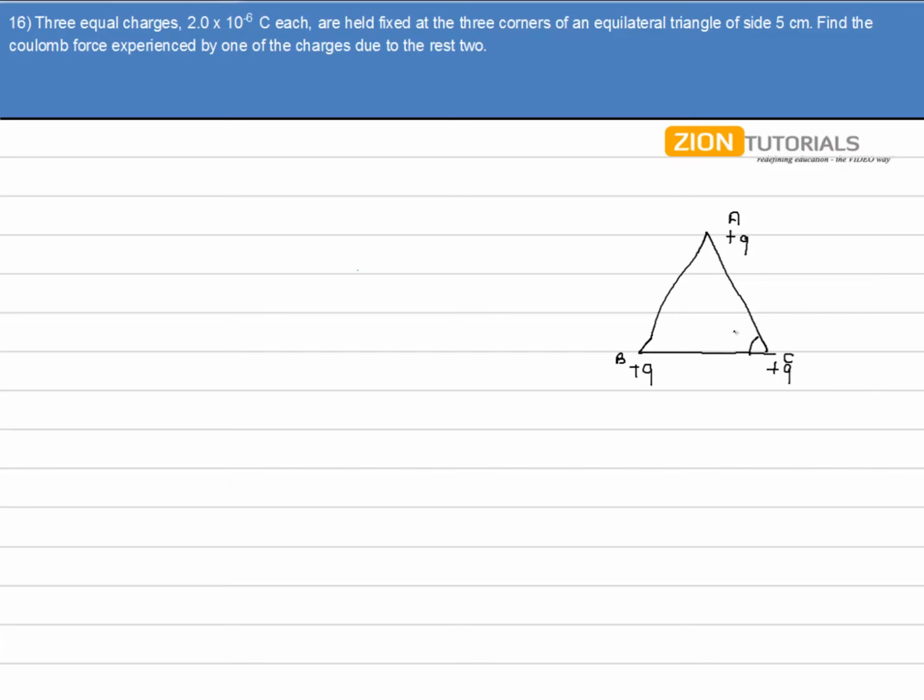This is my equilateral triangle, so the angle will be 60 degrees. Now this is the direction of the force on A due to C, so this will be a vector force. Another, this is the vector force on A due to B. Fine. Now what I have to do is calculate the net force due to the charges B as well as C. So I'll resolve the components of FAB and FAC. So this is my angle 30 degrees, as it is an equilateral triangle.